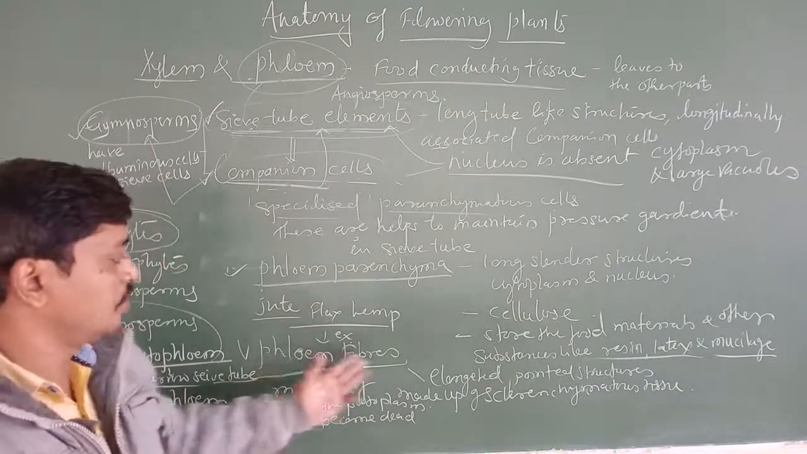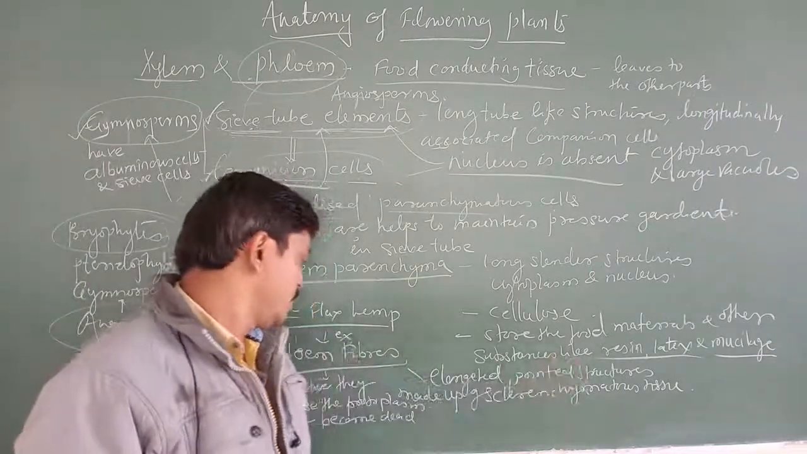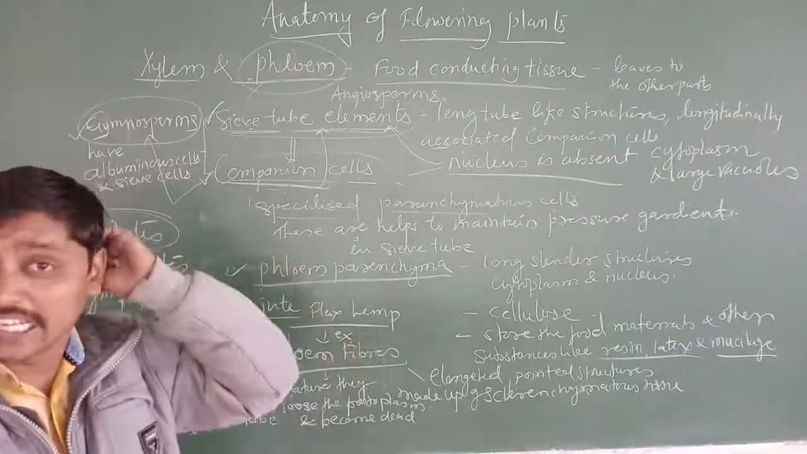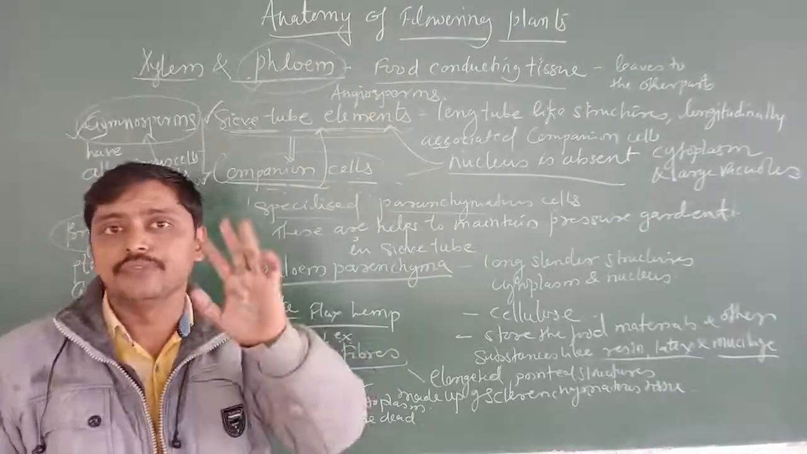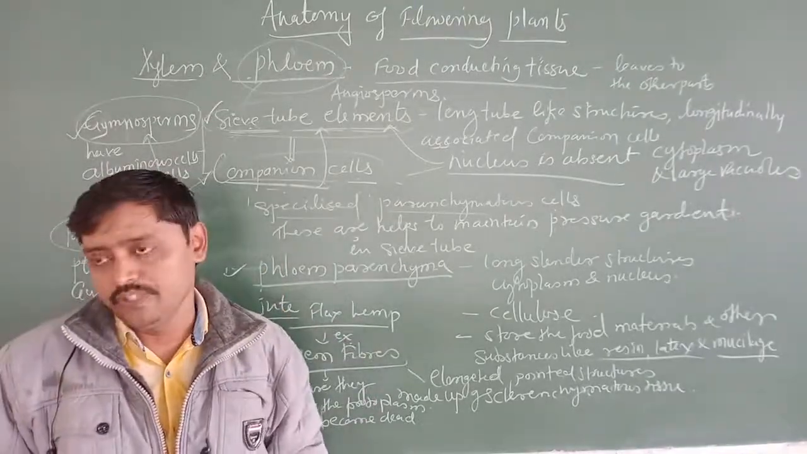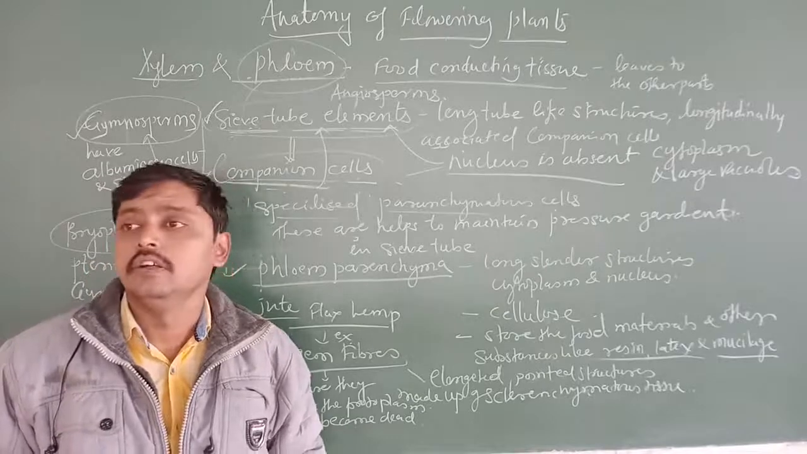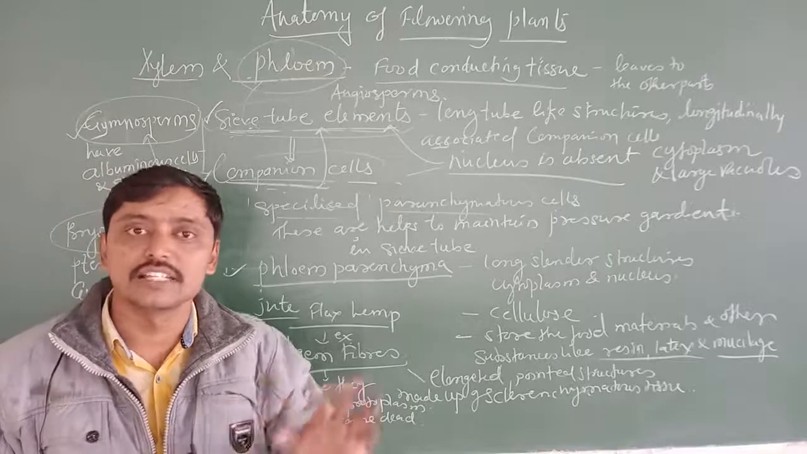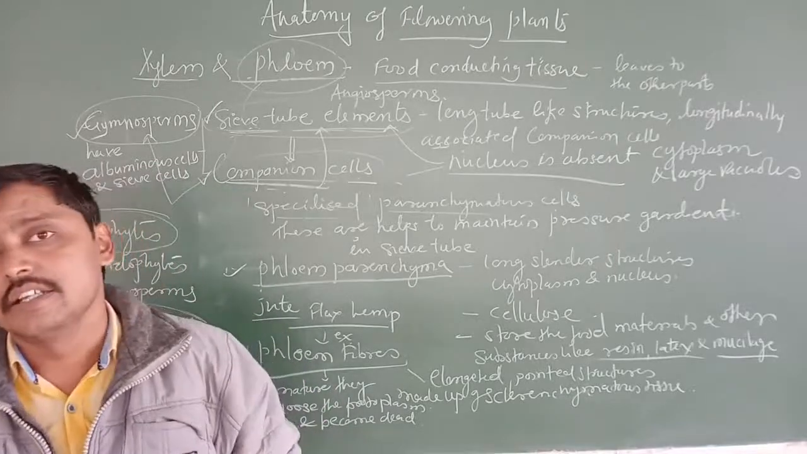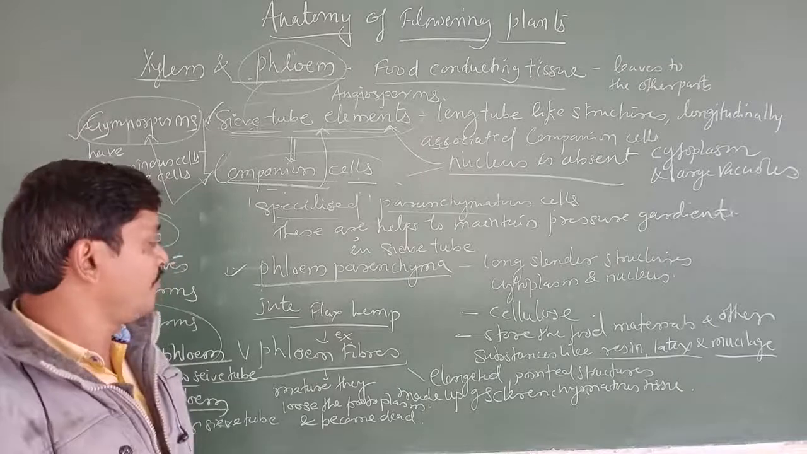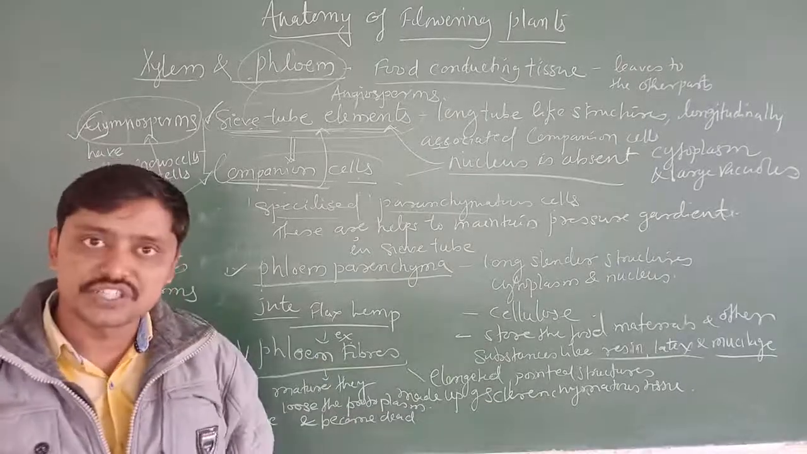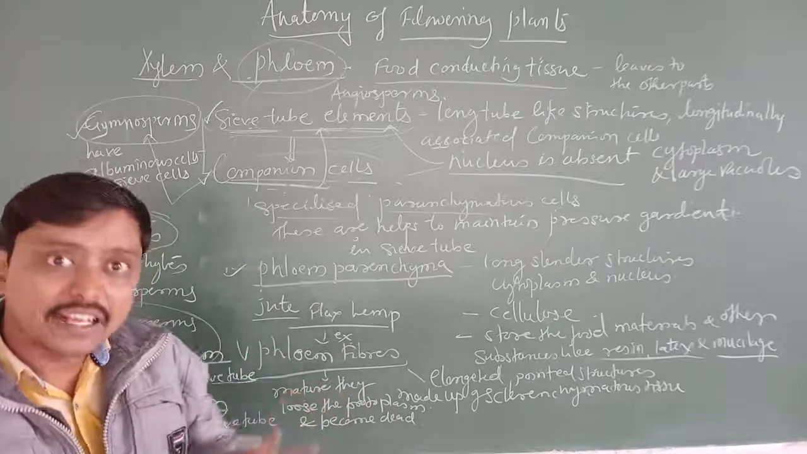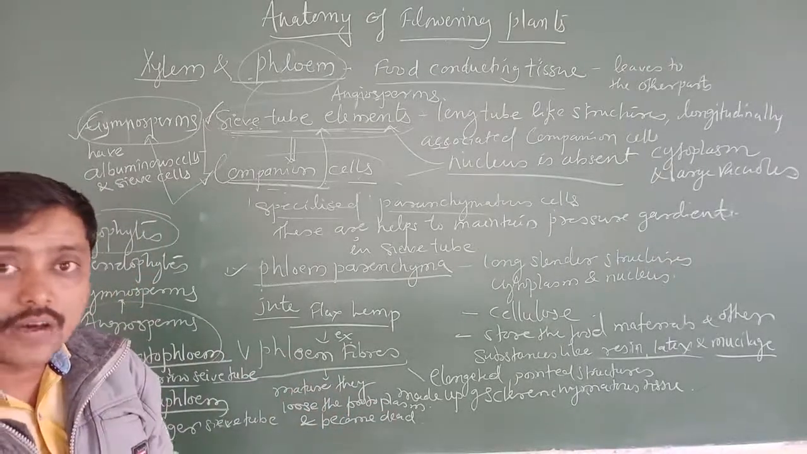Phloem fibers are also elongated pointed structures, and these are made up of sclerenchymatous cells. And you all know, when we discussed simple tissues, there we studied parenchyma, collenchyma and sclerenchyma. Sclerenchyma cells are dead simple tissue. Like here, the phloem fibers are made up of sclerenchymatous tissue, and when these mature, they lack protoplasm.